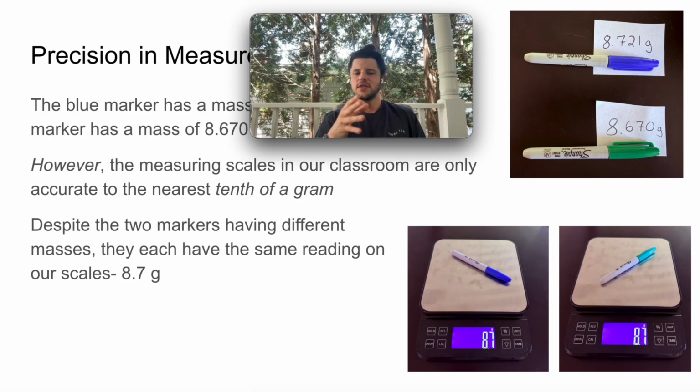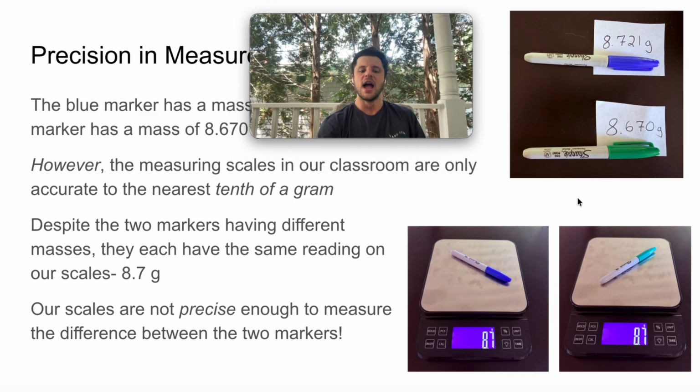So even though these two markers have different masses, our scale in the classroom isn't precise enough to tell the difference between the two of them. It gives the same reading for both of them, even though we know they have two different masses if we're being exact with their mass, right? However, our scales in the classroom are not precise enough to differentiate between those two markers.